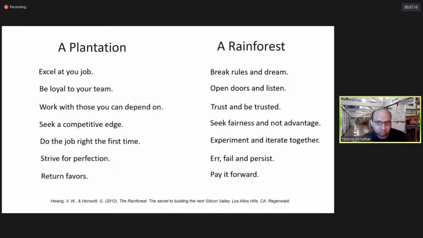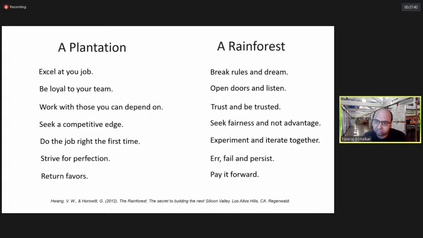So the paradox is that now, if you want to innovate, you still need to be a rainforest at the same time. And the way to do that is to create a small group, a small corner within your organization. While the rest of your company is a plantation, this small group becomes the rainforest. And this small group can break rules and dream.